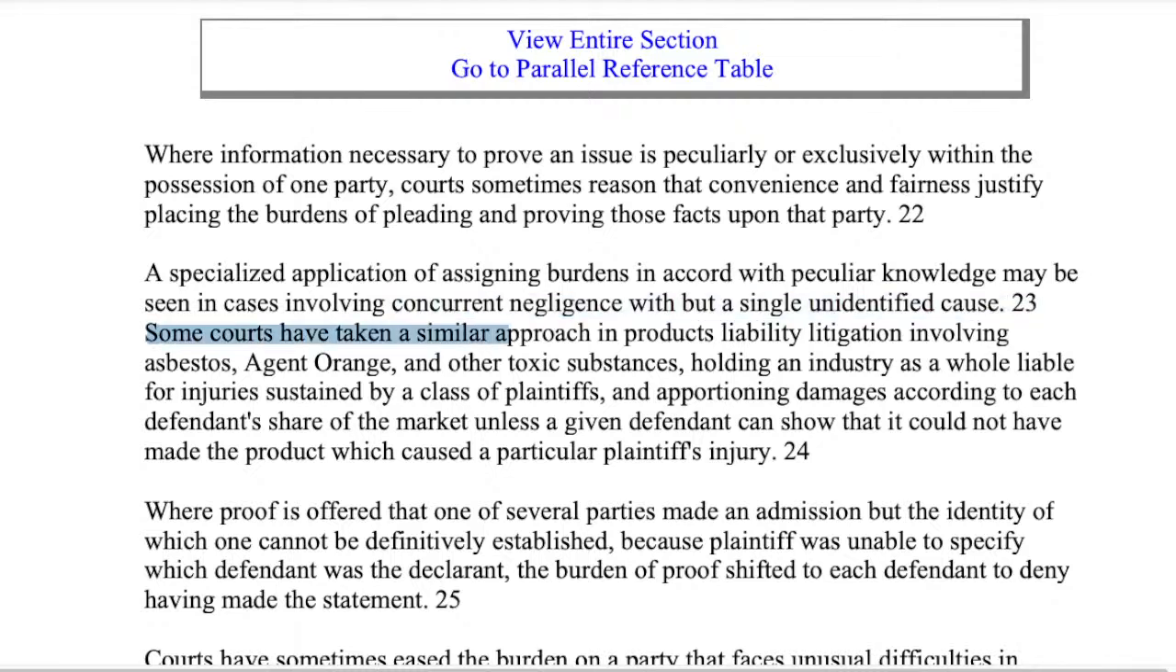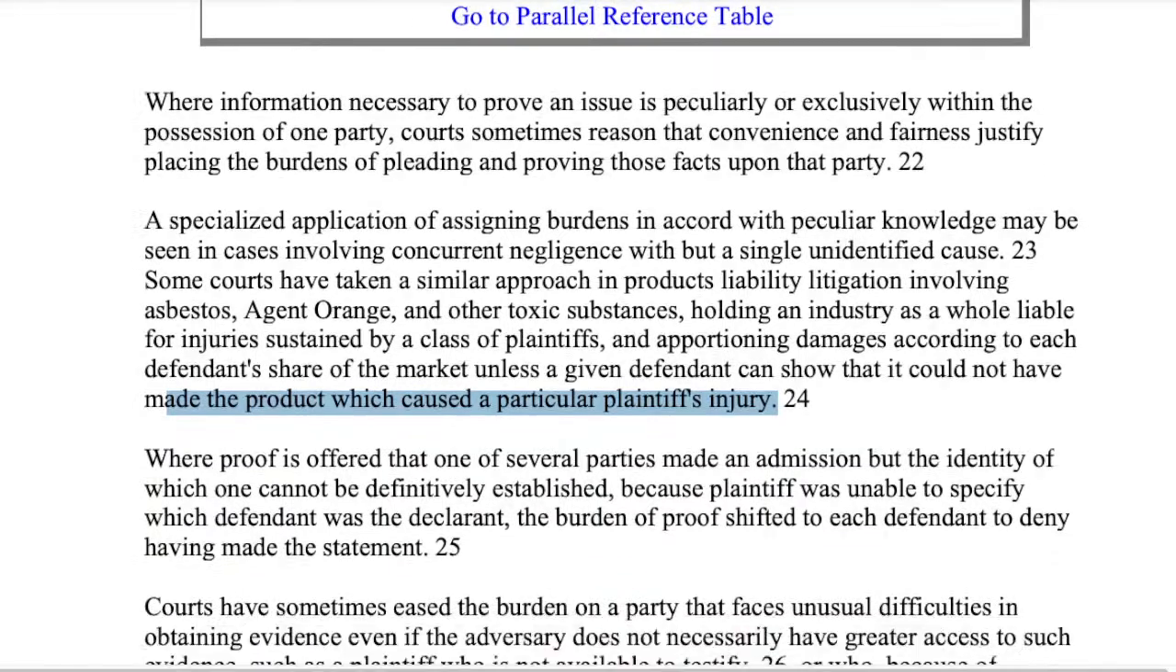23. Some courts have taken a similar approach in products liability litigation involving asbestos, Agent Orange, and other toxic substances, holding an industry as a whole liable for injuries sustained by a class of plaintiffs, and apportioning damages according to each defendant's share of the market, unless a given defendant can show that it could not have made the product which caused a particular plaintiff's injury.